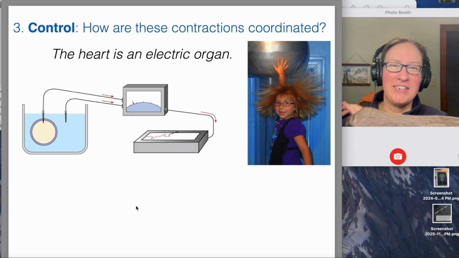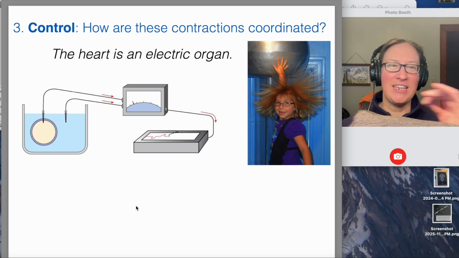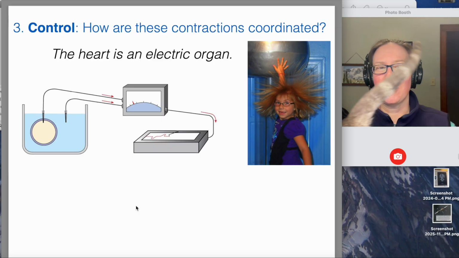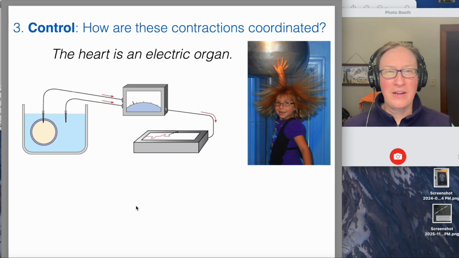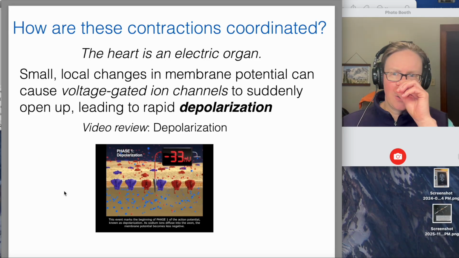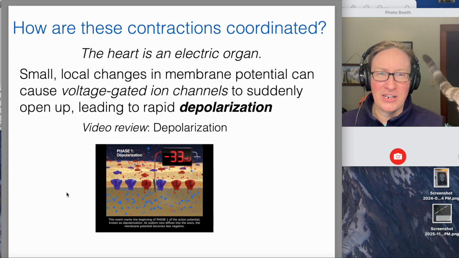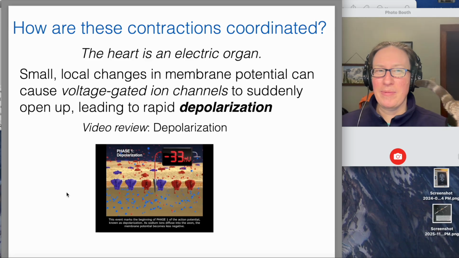So we can actually detect the electrical signals produced by the heart by attaching EKG or ECG leads at different places across the body surface, right? And the electric signal that the heart produces is strong enough that we can pick that up and then measure it and use that information for diagnostic purposes. So what this means on a cellular level is that there are small local changes in membrane potential that can cause voltage-gated ion channels to open suddenly and lead to rapid depolarization.